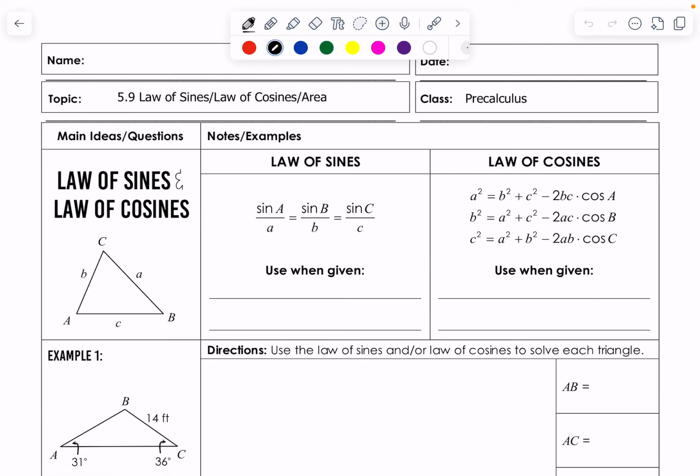Alrighty, this is Miss LaFour, and we're doing lesson 5-9 today. We're looking at when you're going to use law of sines and when you're going to use law of cosines.